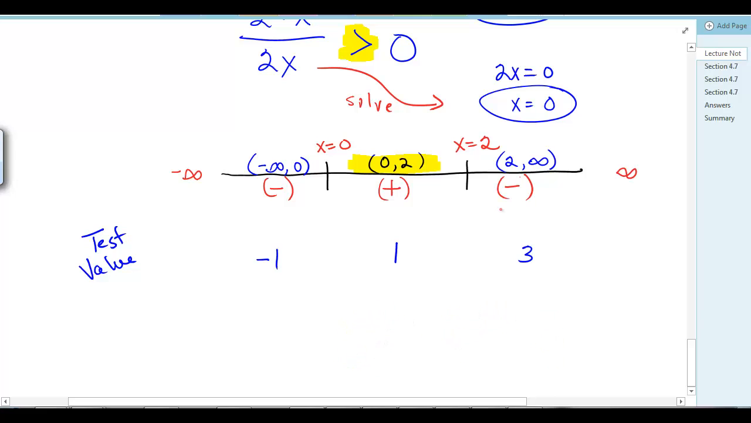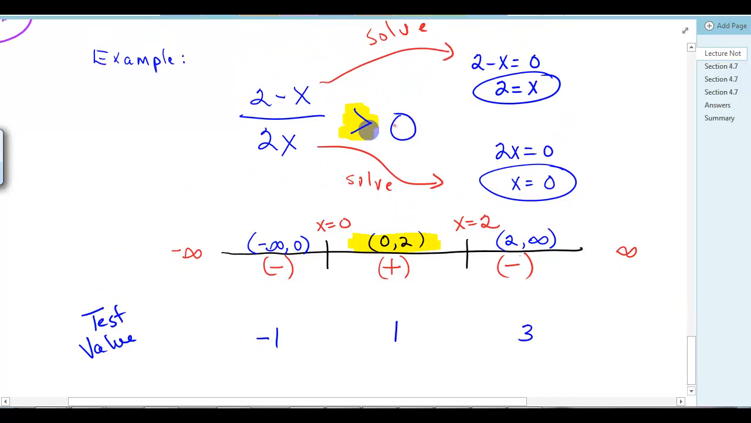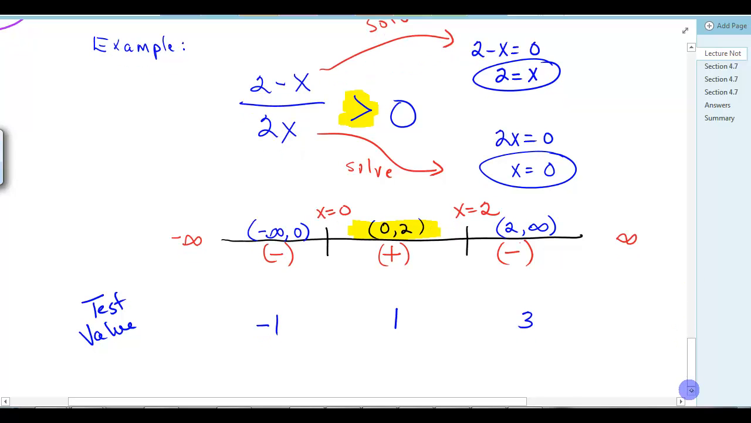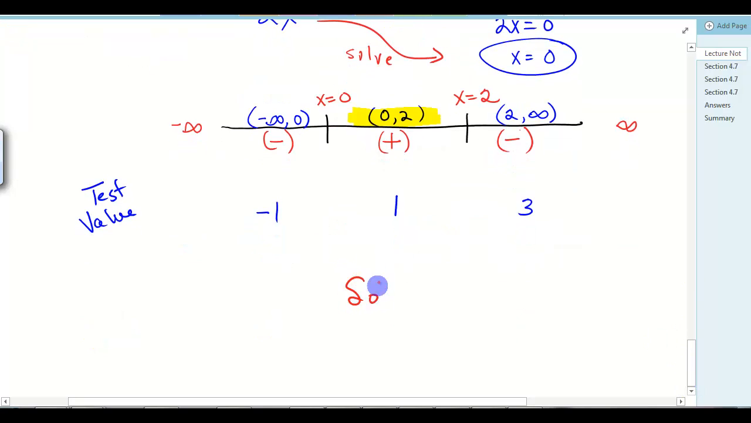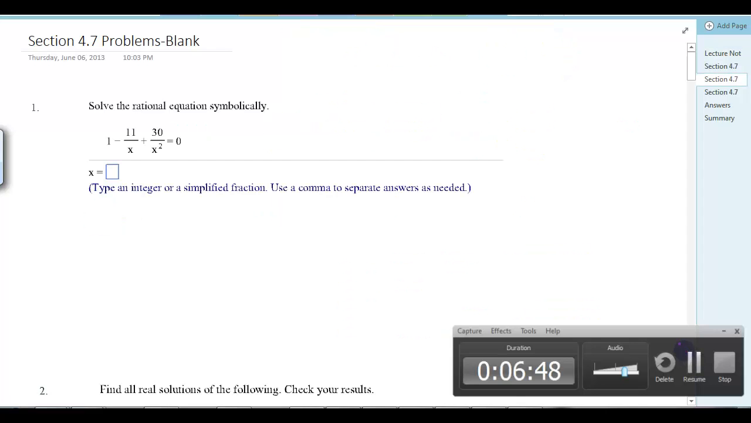You get a negative. We are looking for the solution for where this is greater than 0. Greater than 0 is positive. The only positive interval is 0, 2. So our solution is the interval between 0 and 2. Anything in there gets us a true statement in our inequality. So now I think we're ready to work on some problems and do some practice.